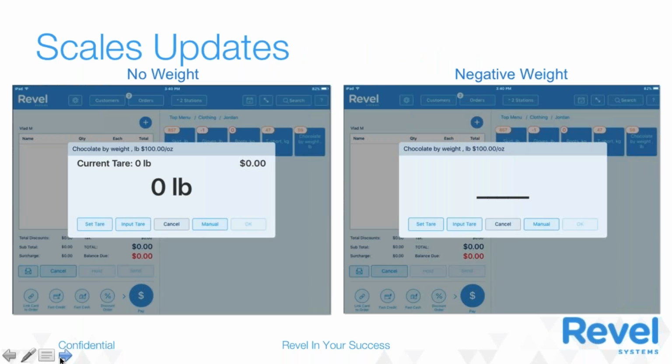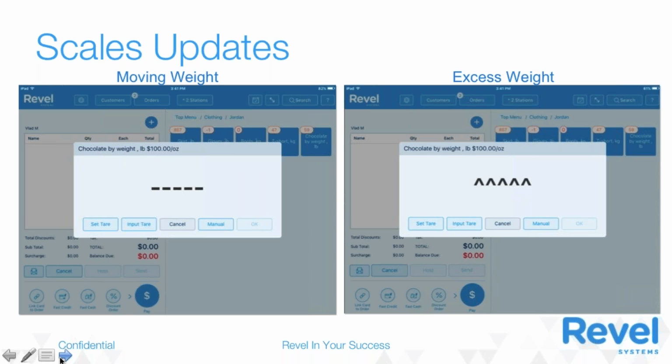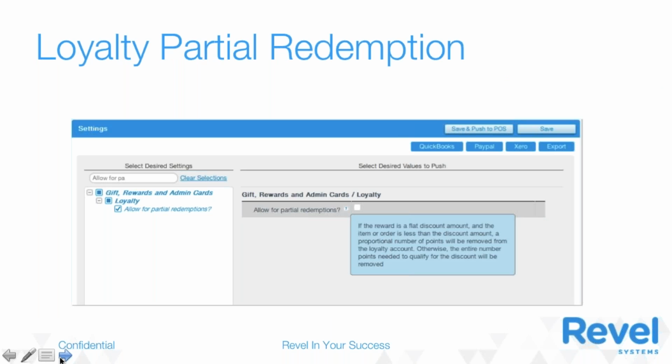We have some updates on scales here. So the different states now display different characters, so it's a bit more clear on what's going on here. So 0 pounds on our first screenshot there indicates no weight. The underscore indicates a negative weight. If you have dashes across the screen, that's a moving weight on the scale. And then the carets indicate an excess weight. So you know exactly what you need to do to fix or tare on the scale.